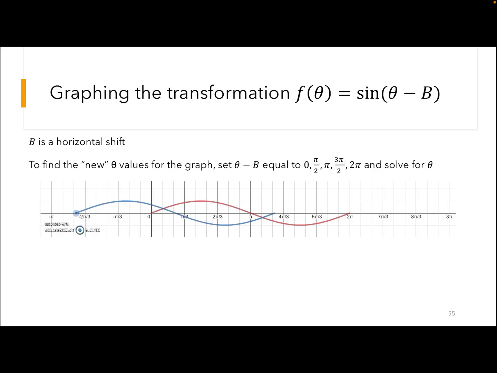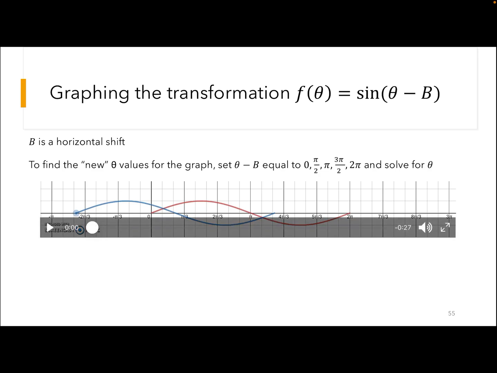So the first transformation that we can have is a horizontal transformation. And we already know that if the value is negative, it means the graph shifts to the right. If the value is positive, it means the graph actually shifts to the left. And here again is a video that shows that.